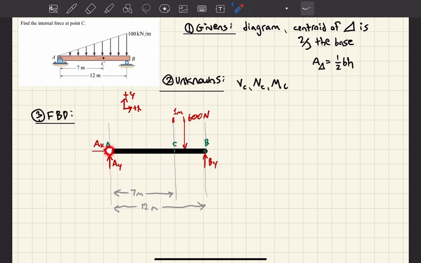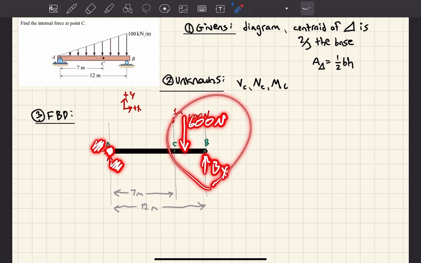I'm going to take a moment at point A. It's going to get rid of this force. It's going to get rid of this force. The forces that cause a moment about point A are 600 newtons. And By, I'm going to have one equation, one unknown. I'm going to find By.